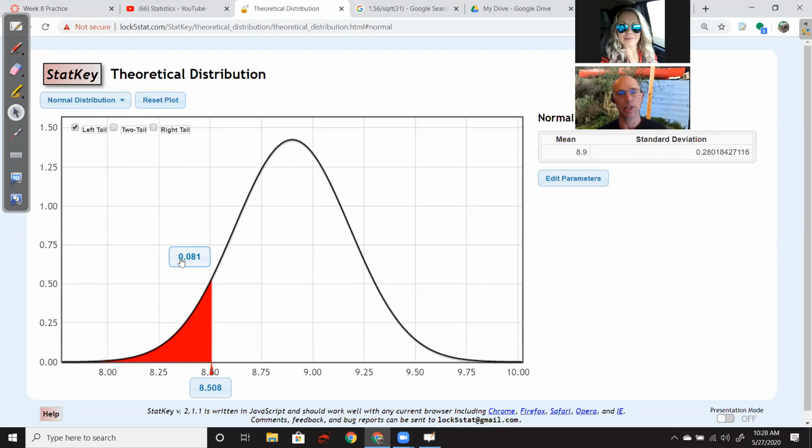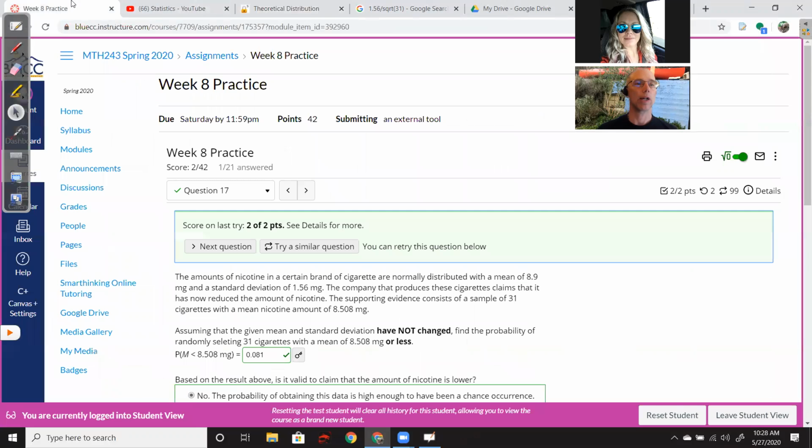So does it appear the nicotine is lower on average? The answer is nope, it does not. It can happen by just natural chance that you'll get a pack of cigarettes that has a nicotine of 8.5 when we were expecting it to be 8.9. So it doesn't appear they did a good job of lowering the nicotine. Okay, so let's stop that there.